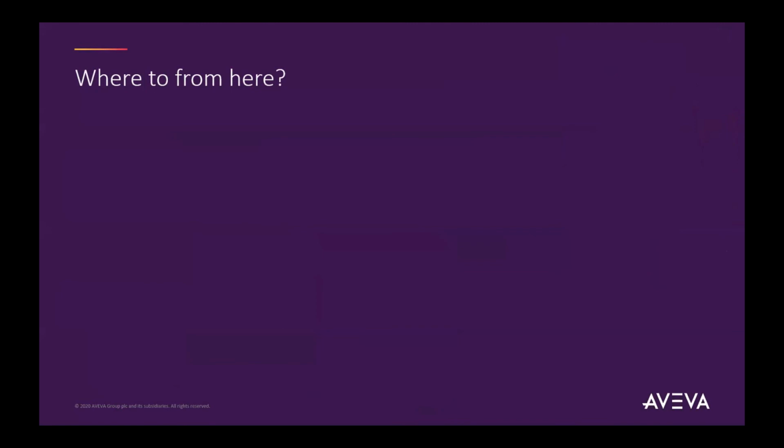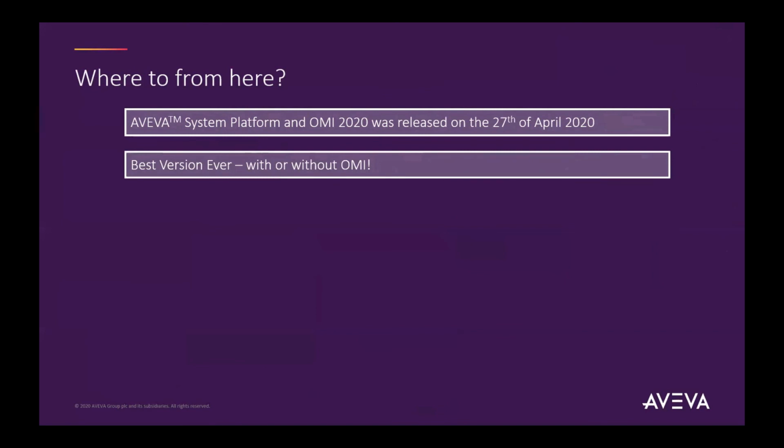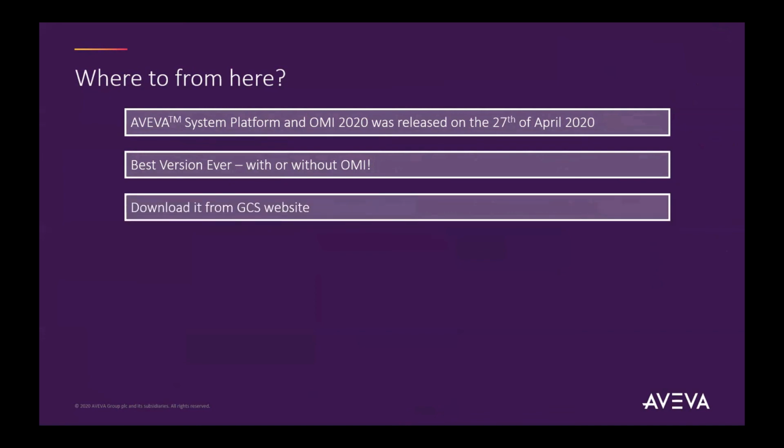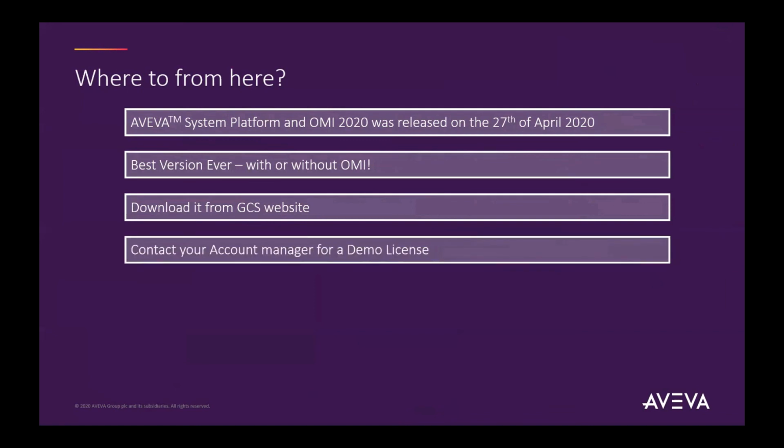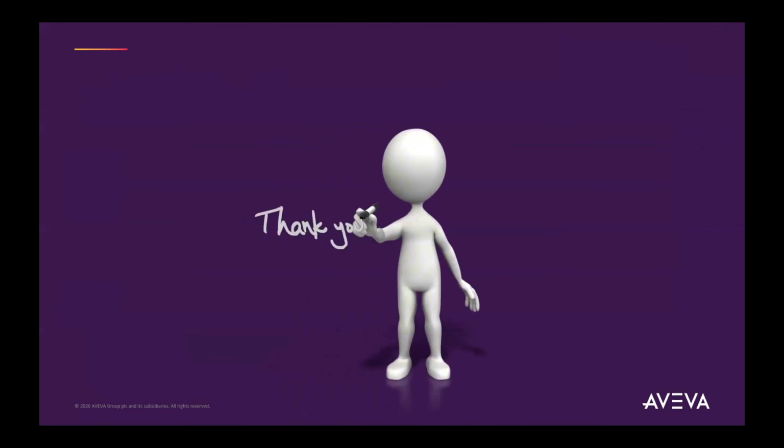Now, I just wanted to wrap up from here. Most important point of everything that came out of my mouth now was AVEVA System Platform and OMI 2020 was released on the 27th of April, right? It's available now. It's the best version ever, with or without OMI. I happen to think that with OMI, it's much better. So please, if you can, download it from the GCS website, our global customer support website, and contact your account manager, get a demo license, and experience this thing for yourself, and you will definitely like working with it. And that, I think, is everything I have time for.